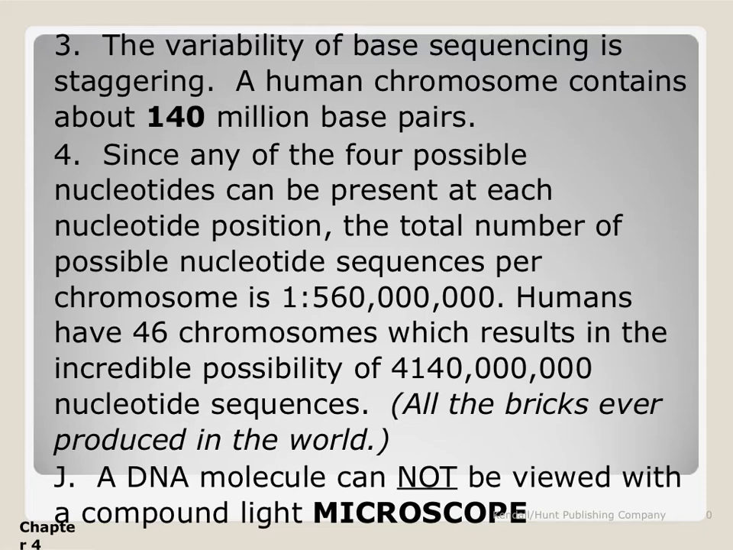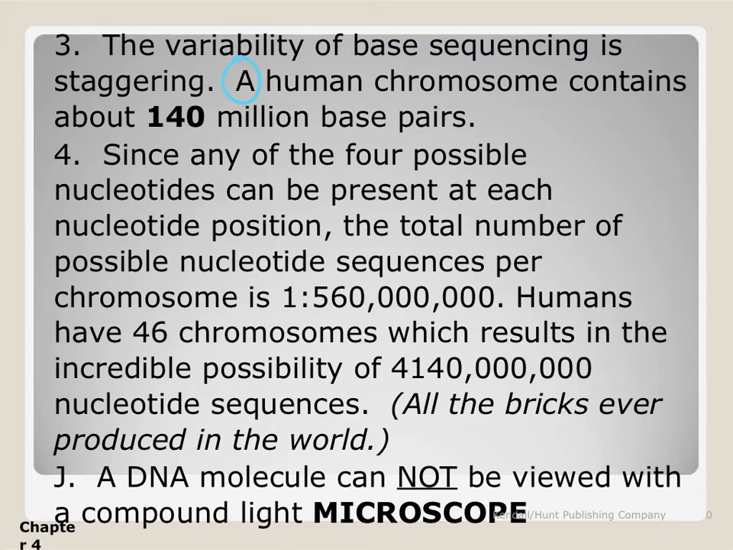So this is called the variability of base sequencing. Variability is like the differences or the amount of variety. One human chromosome contains 140 million base pairs. That's one of your chromosomes.